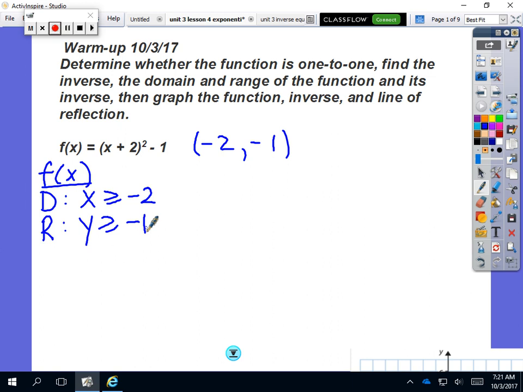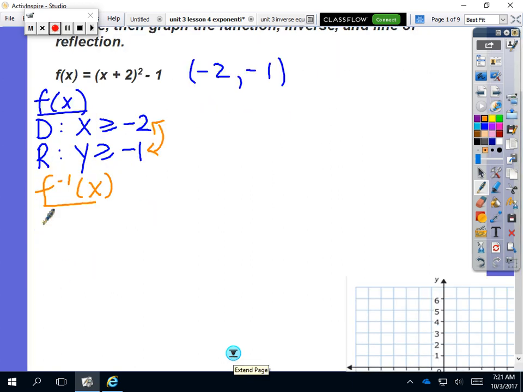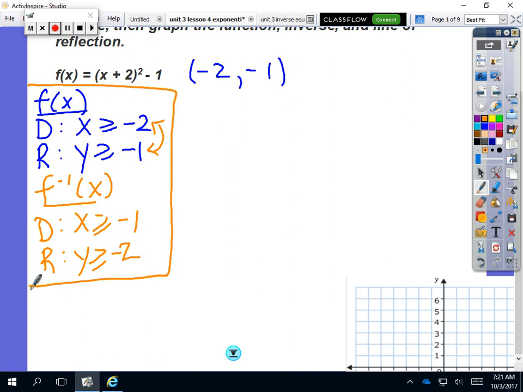And for the inverse function, we just switch these two numbers. These two numbers just get switched for the domain and range. So the domain of the inverse is x is greater than or equal to the range of the function, so -1, and the range is going to be y greater than or equal to the domain of the function, -2. So there's the domain and range of the function and its inverse.